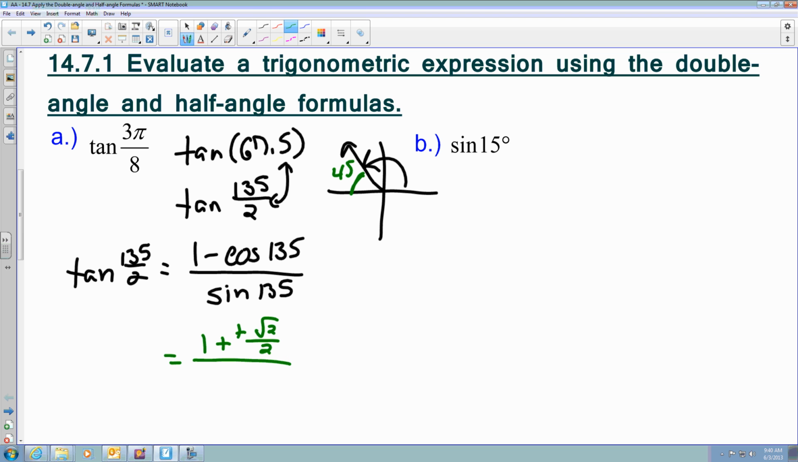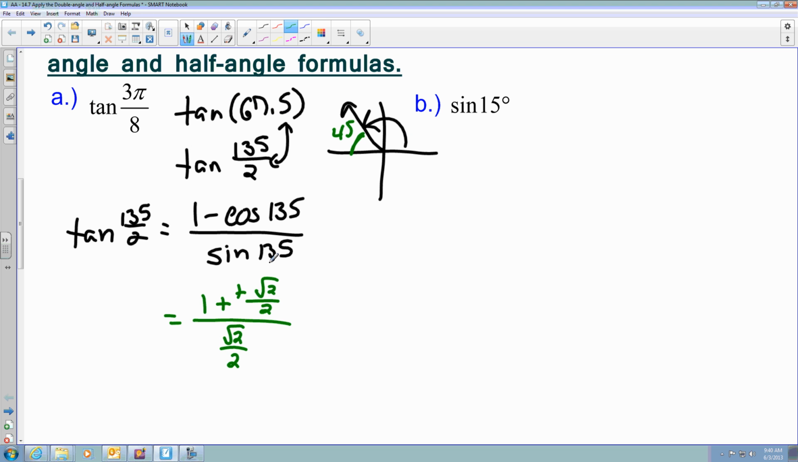Well, for the sine of 135, I could use the reference angle of 45. So finding the sine of 45 degrees is going to give me square root of 2 over 2. And in quadrant 2, sine is positive, so I can leave that as is. So now I have 1 plus the square root of 2 over 2, all over the square root of 2 over 2. So now from here I get to simplify.